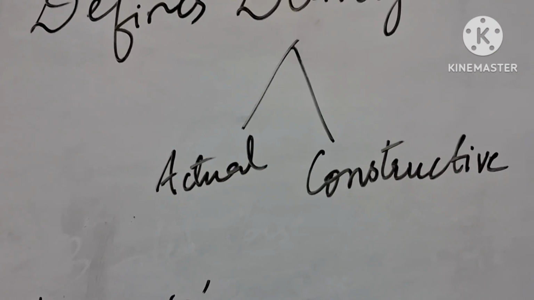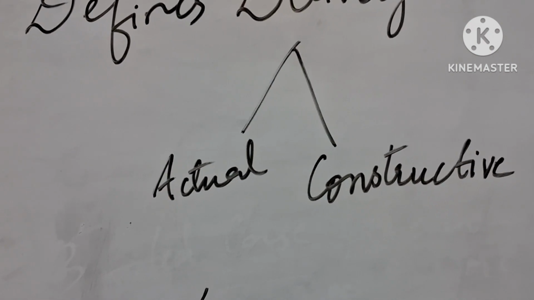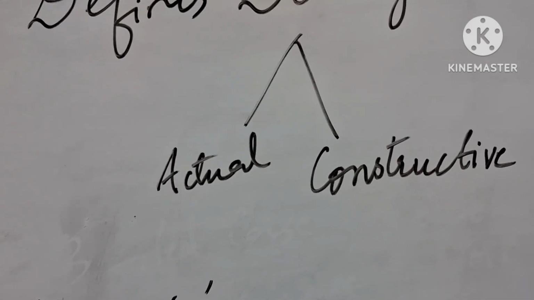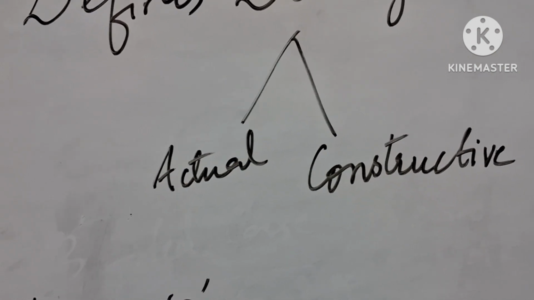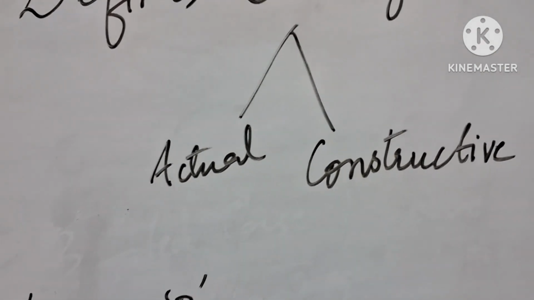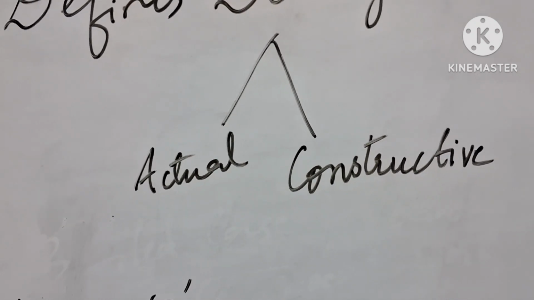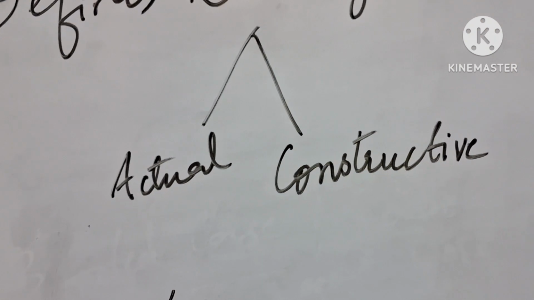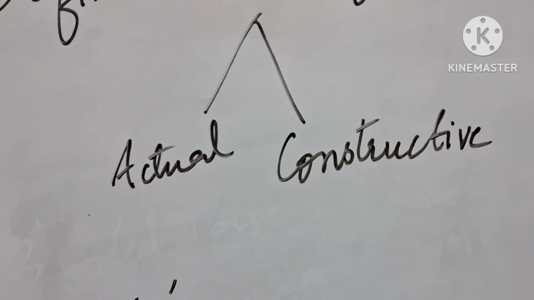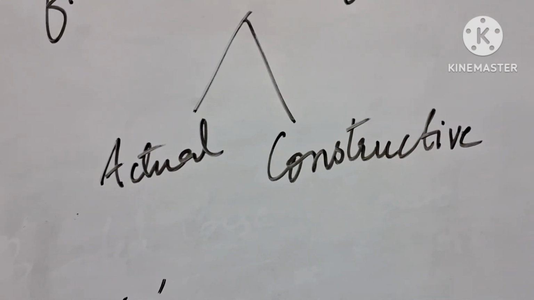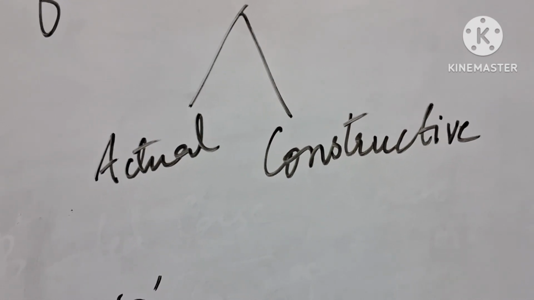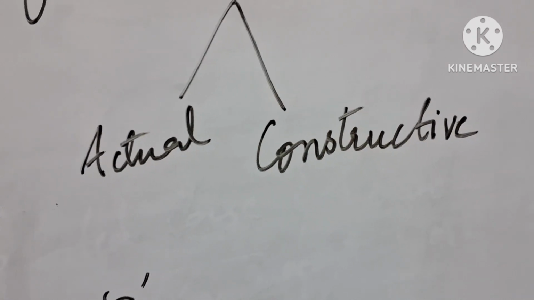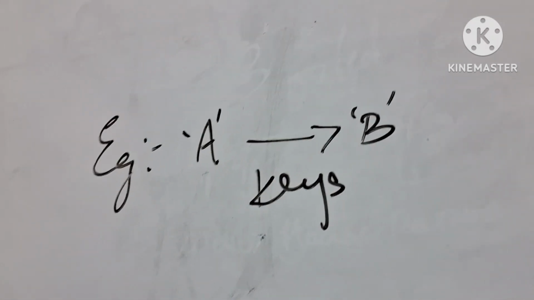Actual delivery means that the physical possession of goods has been given to the bailee. Constructive delivery means that the physical possession of goods is not given from the bailor to the bailee, but something is done in order to give the rights of possession. Understand with the help of an example.